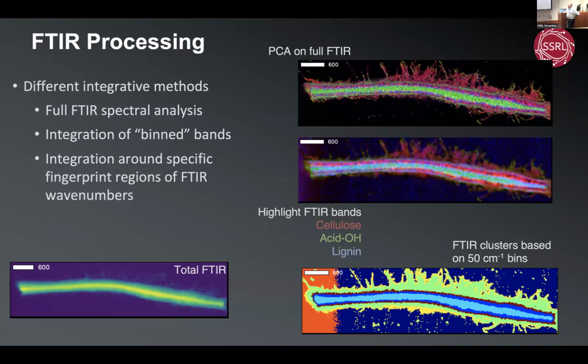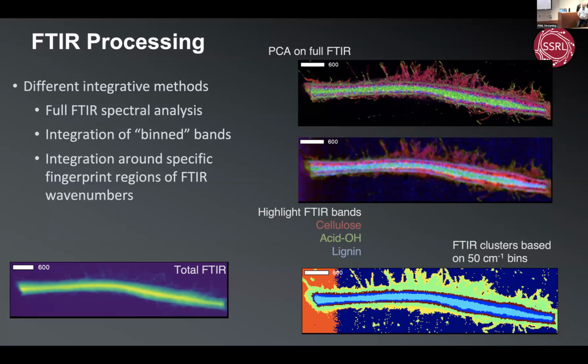We can also integrate bands for cellulose, acid hydroxides, and lignin, and you see a very similar trend there. So our PCA is doing similar trends that you might get by actually integrating. And I can even cluster the entire data set on bins of 50 inverse centimeters. And you can see all these bits here, with the proteins on the outside, the hyphae here in the different parts of the core, and probably a little bit of the double layer of tape stuck in the back corner even gets picked out by this, right?